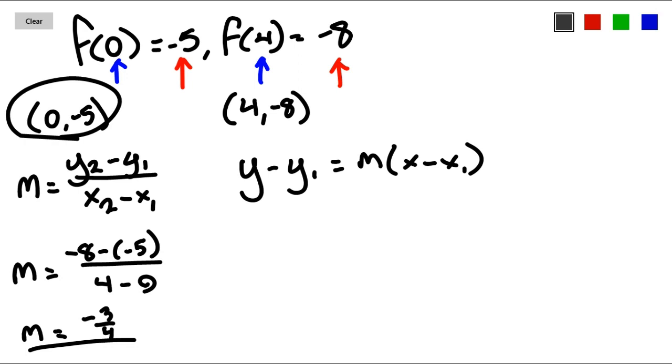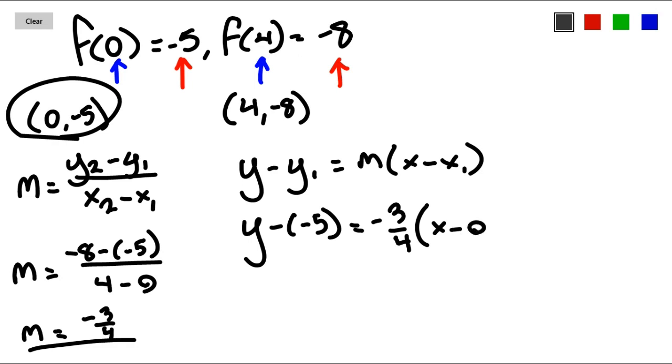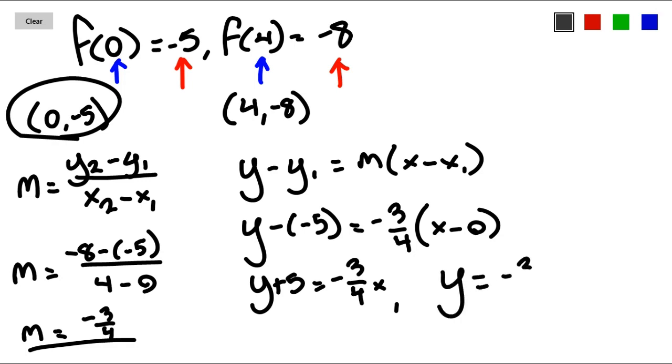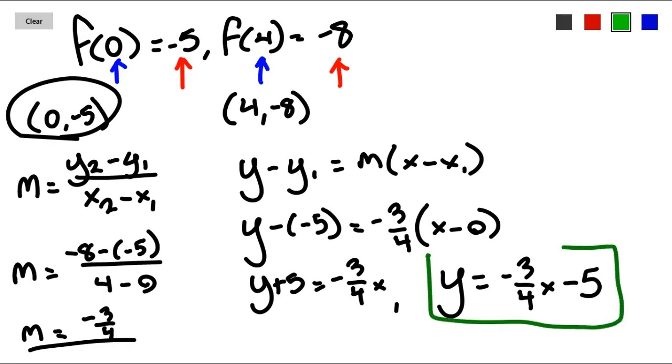I'm going to plug in my points for x1, y1, and the slope. I get y minus -5 is equal to -3 over 4 times x minus 0. And then working out the math, I have y plus 5 is equal to -3 over 4x. And then all I have to do is subtract the 5 on either side. So I end up with y is equal to -3 over 4x minus 5 as my answer. And this is the equation of the line that's going to pass through these 2 points and has these input-output values.